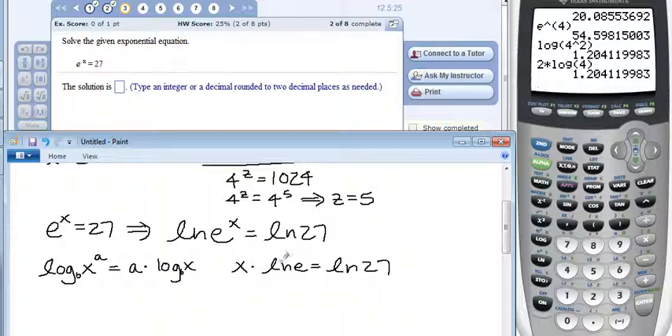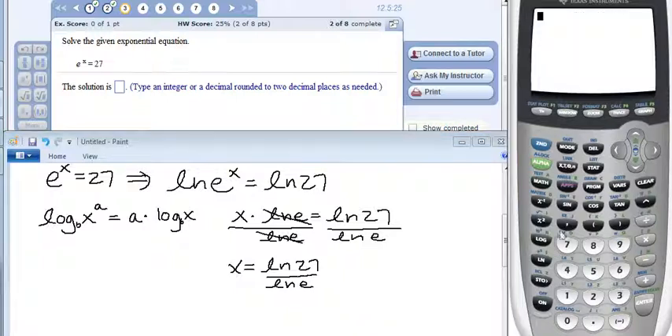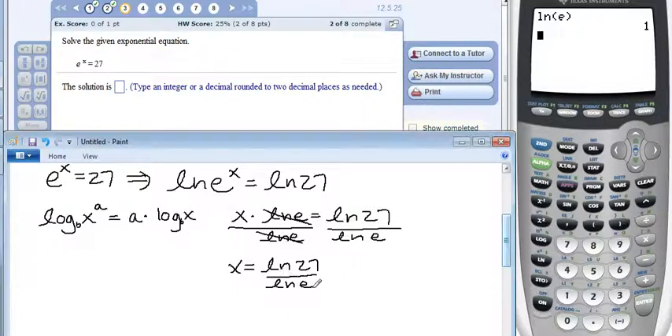Okay, x times something, well, how do I solve for x? I divide by that something that I don't want, right? Natural log of e, that's just a number. Natural log of e divided by natural log of e is gone. So I have x is equal to the natural log of 27 over the natural log of e. Nice. Well, what is the natural log of e? The natural log of e is 1. That's kind of nice, because I don't even have to divide through by this, because it's 1. Anything divided by 1 is itself.